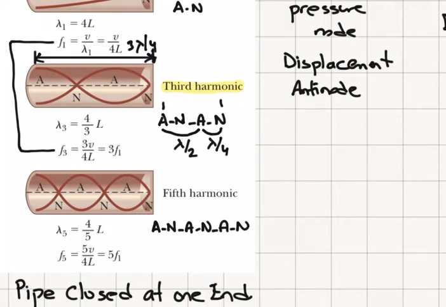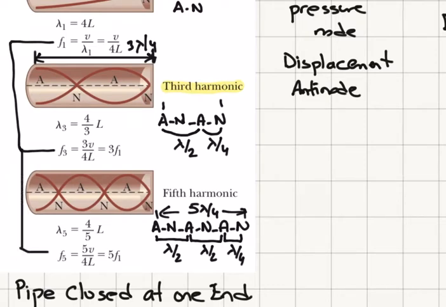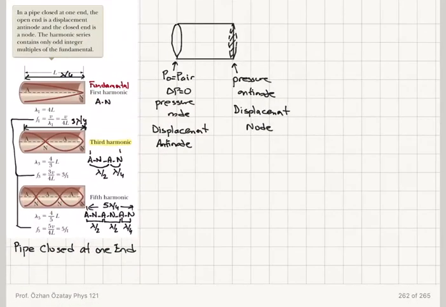Antinode node, third harmonic; antinode node, fifth harmonic. Why? Let's see. Lambda over 2, lambda over 2, lambda over 4. So in total the distance from one end to the other end is equal to 5 lambda over 4. So lambda 5 is 4L over 5. The frequency is 5V over 4L, or 5F1.